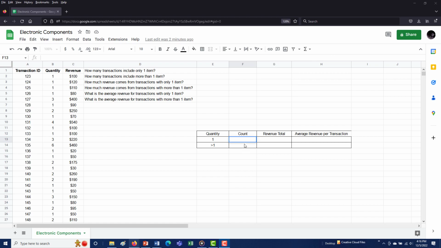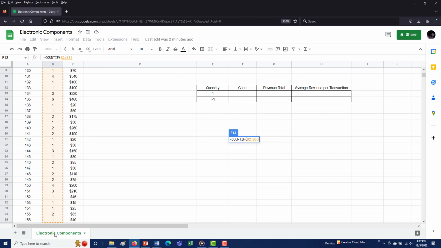Our first question is how many transactions include only one item? We're going to be populating once again cell F13. That's where our formula will go. Equals COUNTIF, open parentheses, and then we're going to select B2. We'll just drag down to B49.